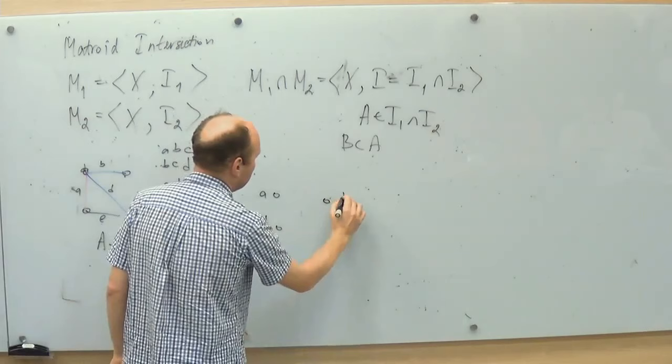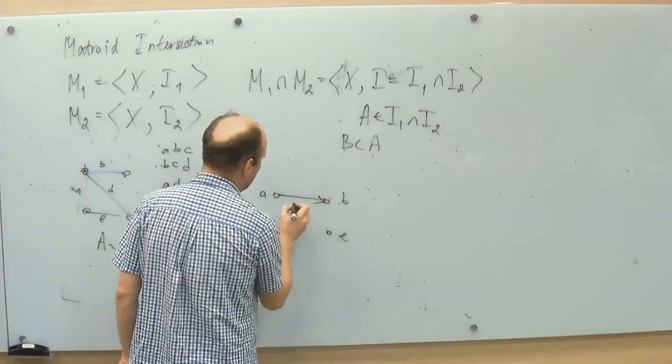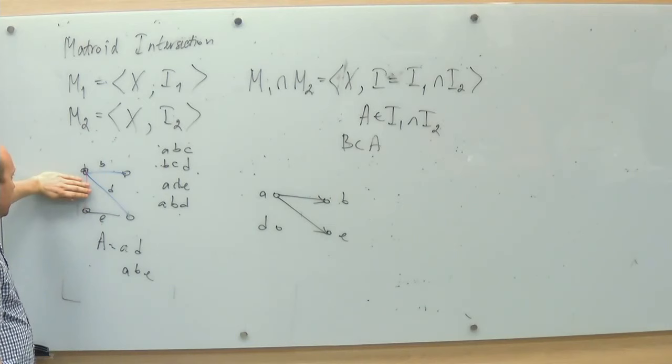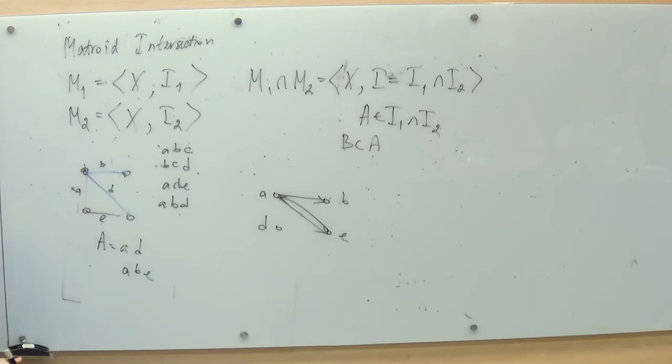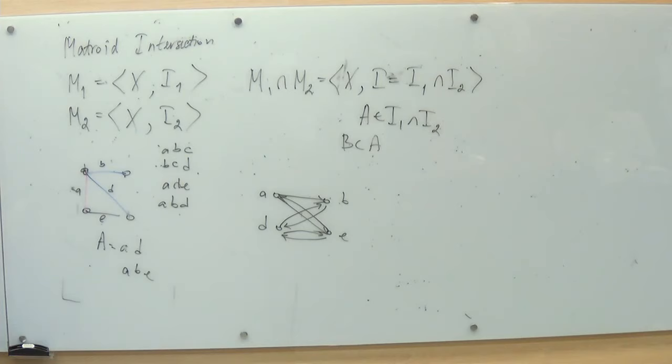Well, if we remove A, we get D. And in the first matroid, we can add both B and E, and that would be acyclic. So from A, we draw edges to both B and E. If we remove A and try to add B or E in the second matroid, we see that adding E is okay, but adding B is not okay because we will have two blue edges. So we only draw from E to A. Now D. Removing D, we have A, and anything can be added. We can add both B and E in either of the matroids. So we connect D to B in both directions and to E in both directions. So this graph has really very many edges, but still.